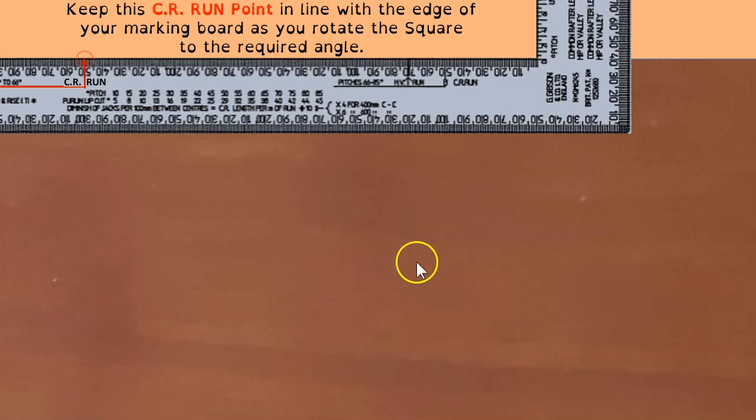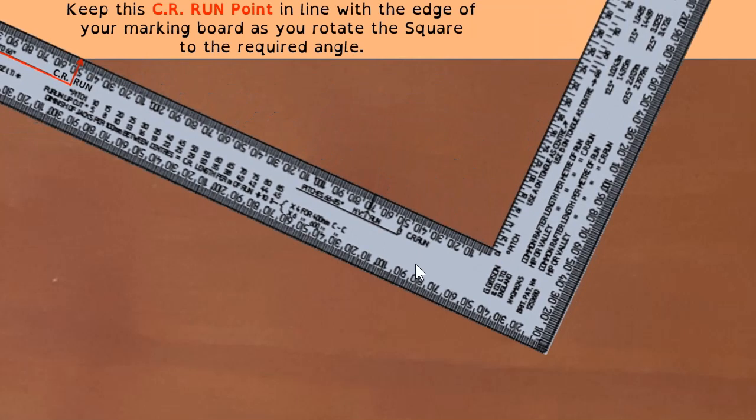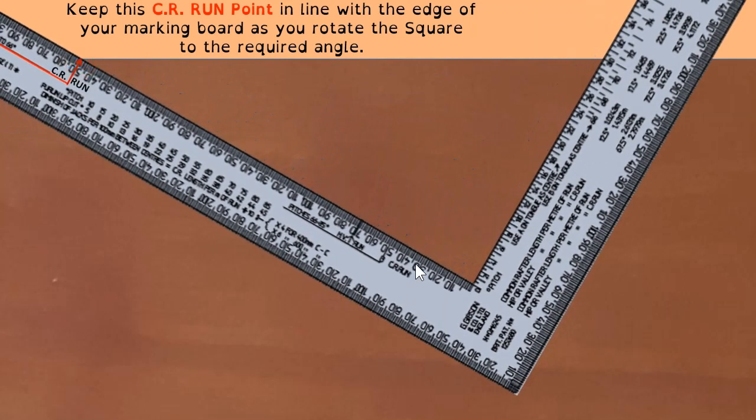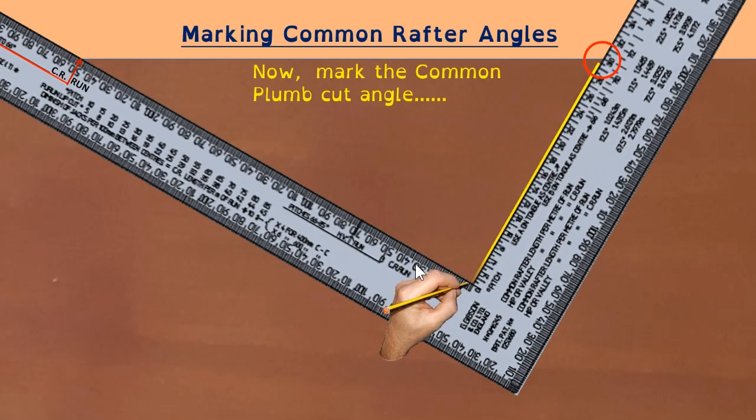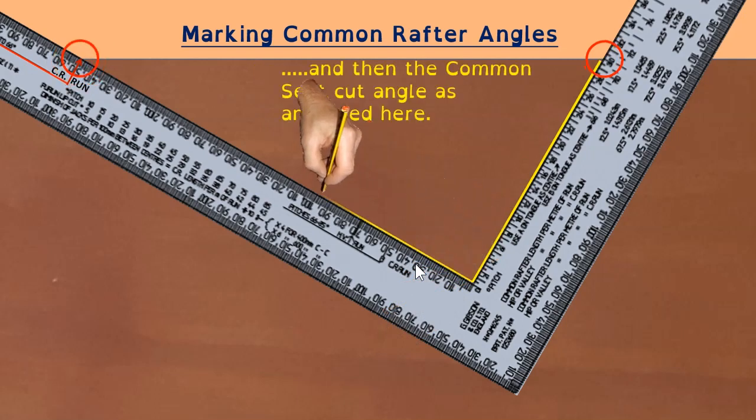So here we have our drawing board, as it were, and we've now pivoted the square in line with the edge, and using the common rafter run point there circled in red, and now we've drawn our plumb line for a 30-degree roof, and now we're drawing the seat cut line for that 30-degree common rafter.